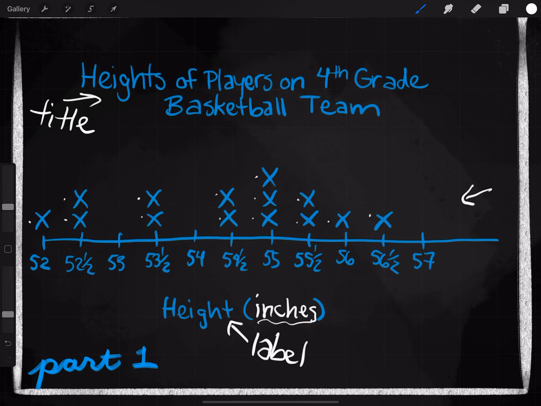How tall is the tallest person? Well, you go ahead and look on this side. One person is 56.5 inches tall. That is the tallest person. How tall is the shortest person? Well, over here at the beginning, 52 inches.